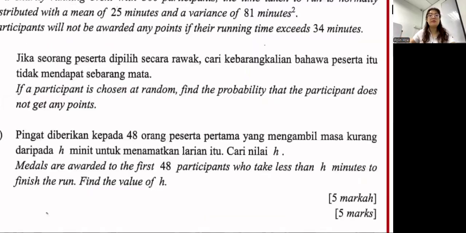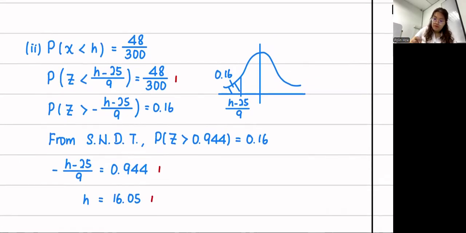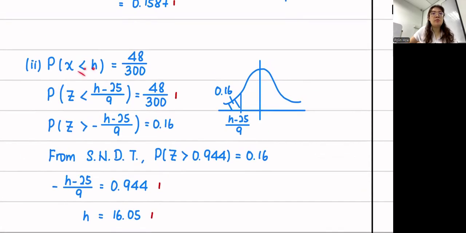Let's read the question together. Medals are awarded to the first 48 participants who take less than H minutes. So out of 300, only 48 of them will get medals. So this is the probability. Find the value of H. If your running time is less than H minutes, only then will you be awarded, correct? You should write this out, but it is not standardized yet, so you will not be given any marks. Look at the second line. I change this, I got this, and I draw it out. I know that Z is smaller than something. This value is less than 0.5.